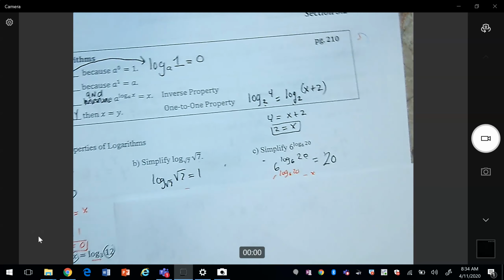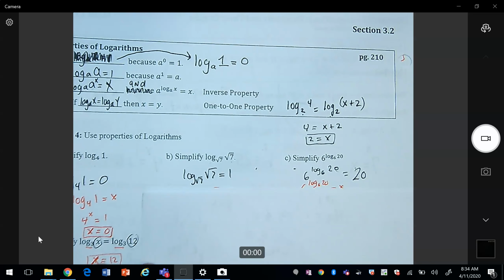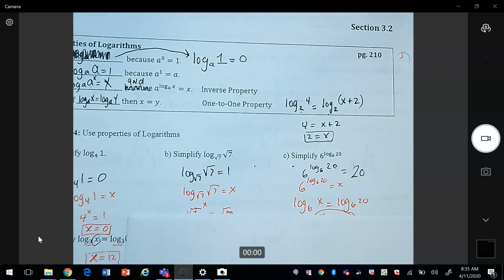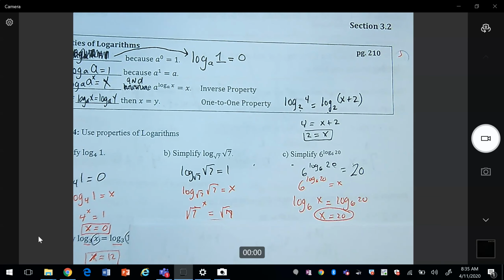Okay, so here the square root of 7. Log base square root of 7 of square root of 7 is equal to 1. If you want, you can work it out. So we can set it equal to x and change it to exponential function to give us x equals 1.